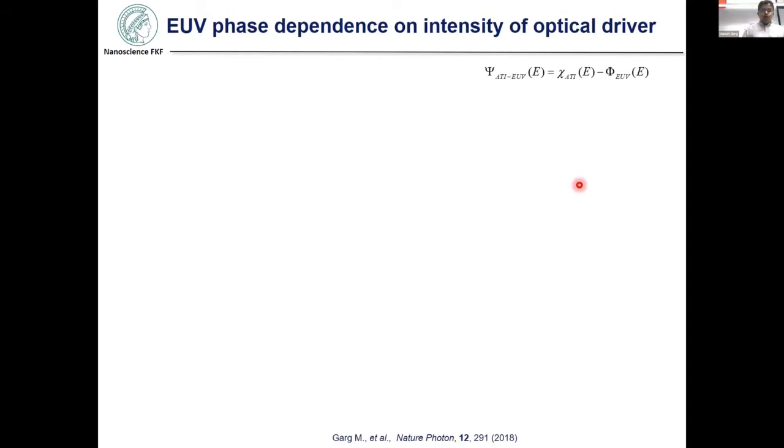Okay. Now, if you look into the phase difference that we are measuring in our experiment, this is the phase difference of the ATI electrons with respect to the phase of the EUV pulses. Now, if you fix the phase of the ATI electrons and look only at the phase of the EUV pulse, then the phase that we measure in our interference experiment is only sensitive to the phase of the EUV. Now, in order to do this intensity dependence, we have done exactly this. So we have fixed the intensity of the pulse which is generating ATI, and we have varied only the intensity of the pulse which is generating EUV emission.